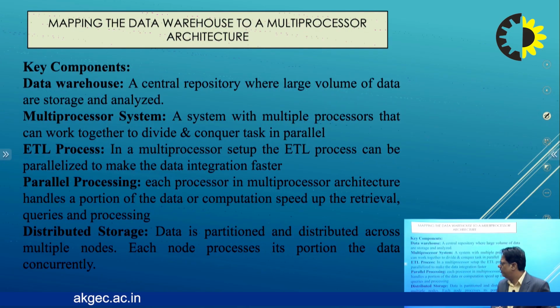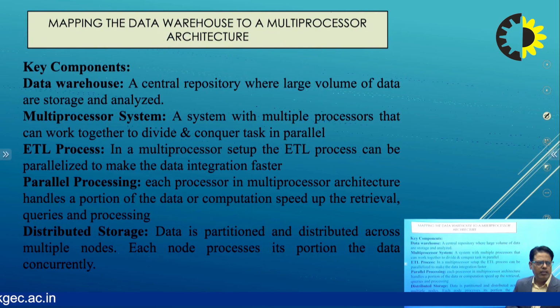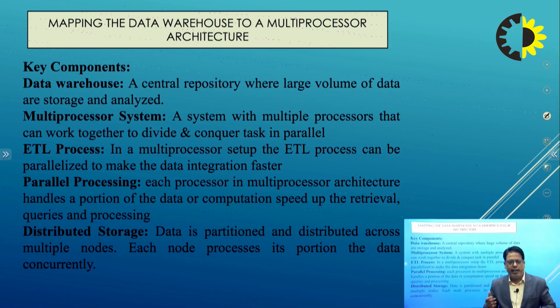Third component is the ETL process. ETL means extracting the data, transformation of data, and loading the data into the data warehouse. In multiprocessor setups, the ETL process can be parallelized to make data integration faster. So we can easily extract the data from different data sources, and easily transform the data, like reducing the redundancy, maintaining consistency, and organizing the data in a proper manner.